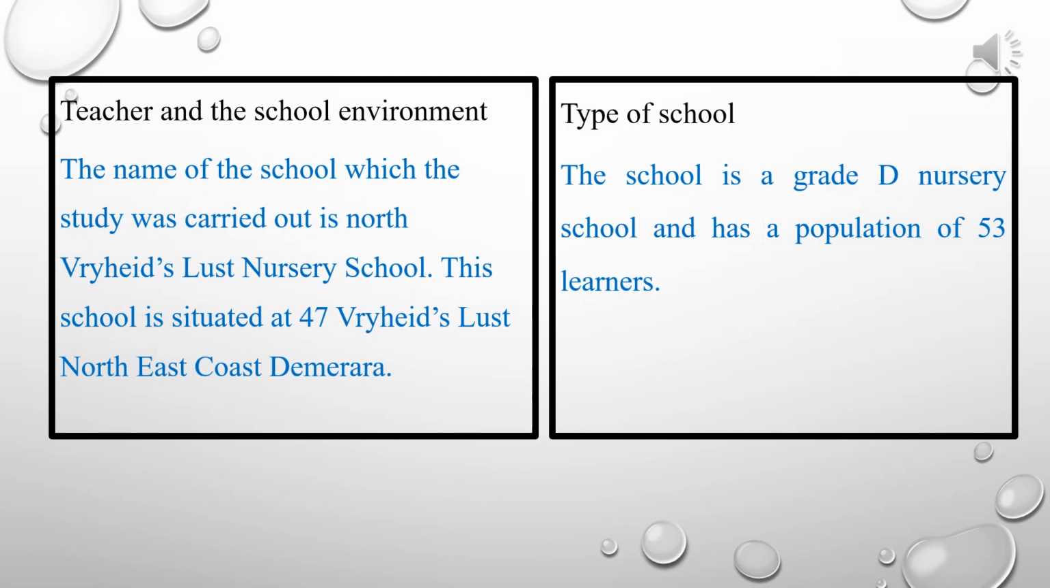Teacher and the school environment. The name of the school in which the study was carried out is North Vicelos Nursery School. This school is situated at 47 Vicelos North, East Coast, Demerara. The type of school: the school is a grade D nursery school and has a population of 53 learners.